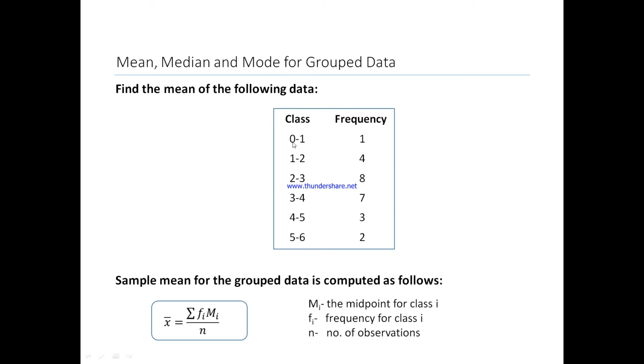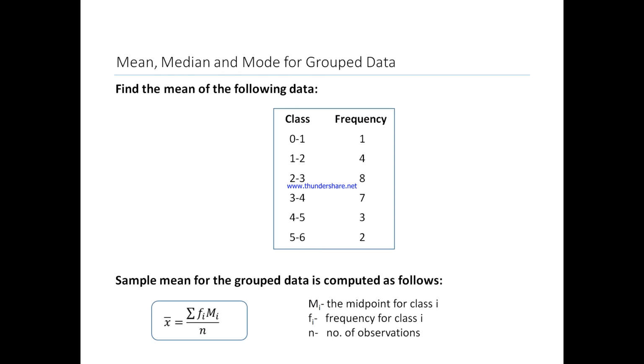For the class 0 to 1, you have only one element there. The next class is 1 to 2, and there you have 4 elements. Likewise, you are given the classes and the frequencies. If you are presented with a data set in this format, we call it a grouped data set. In this case also, you can calculate the mean value.